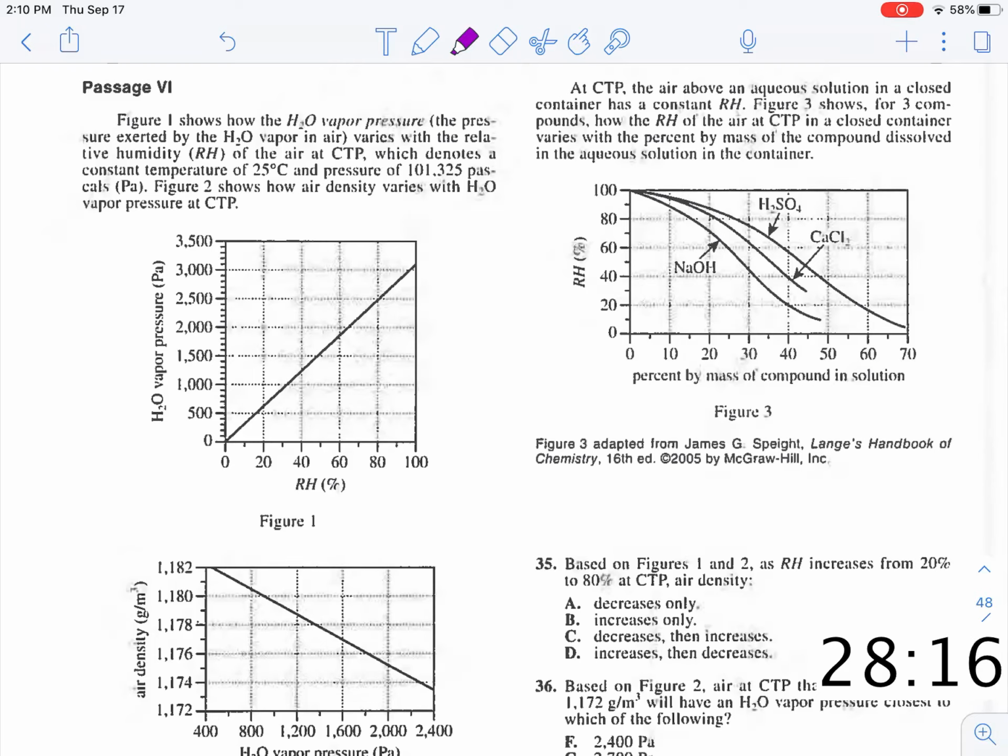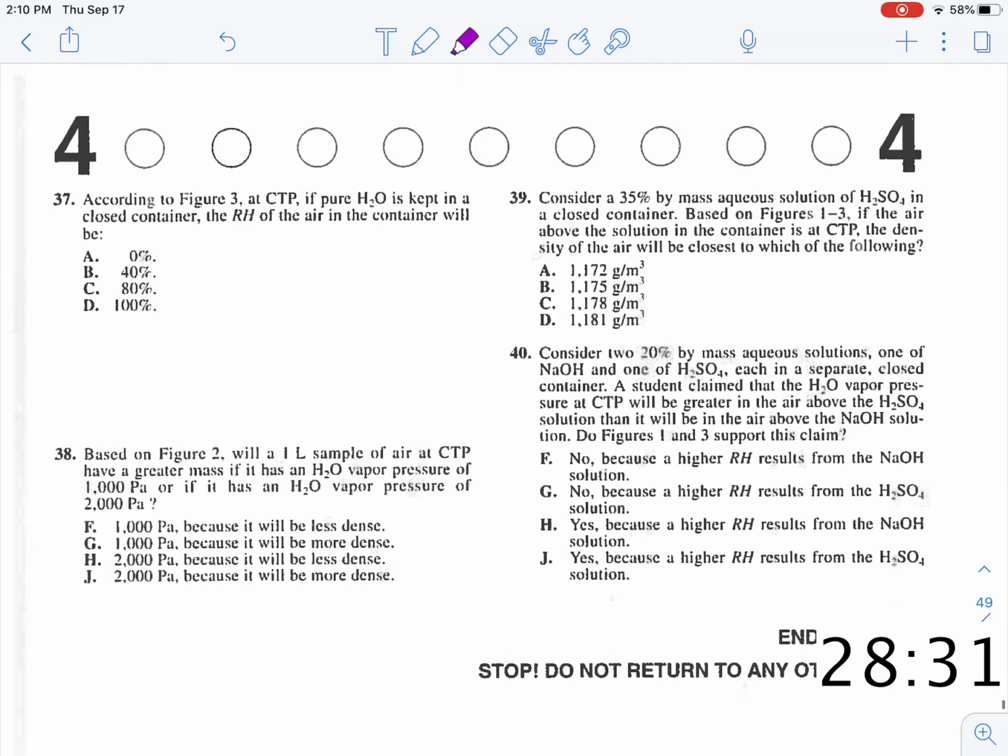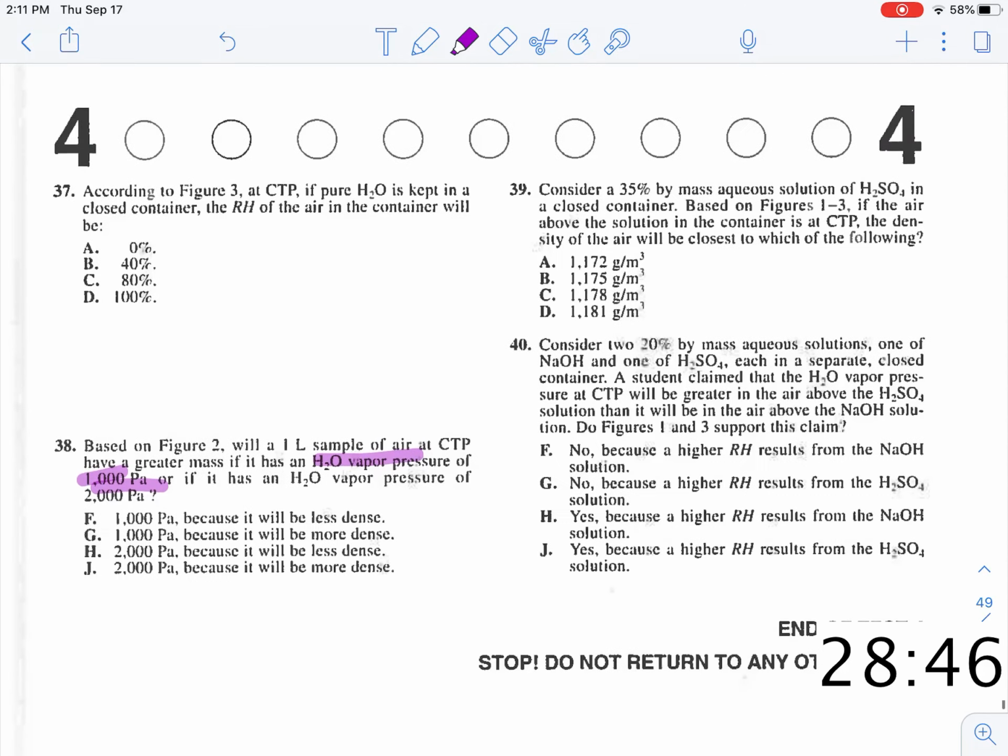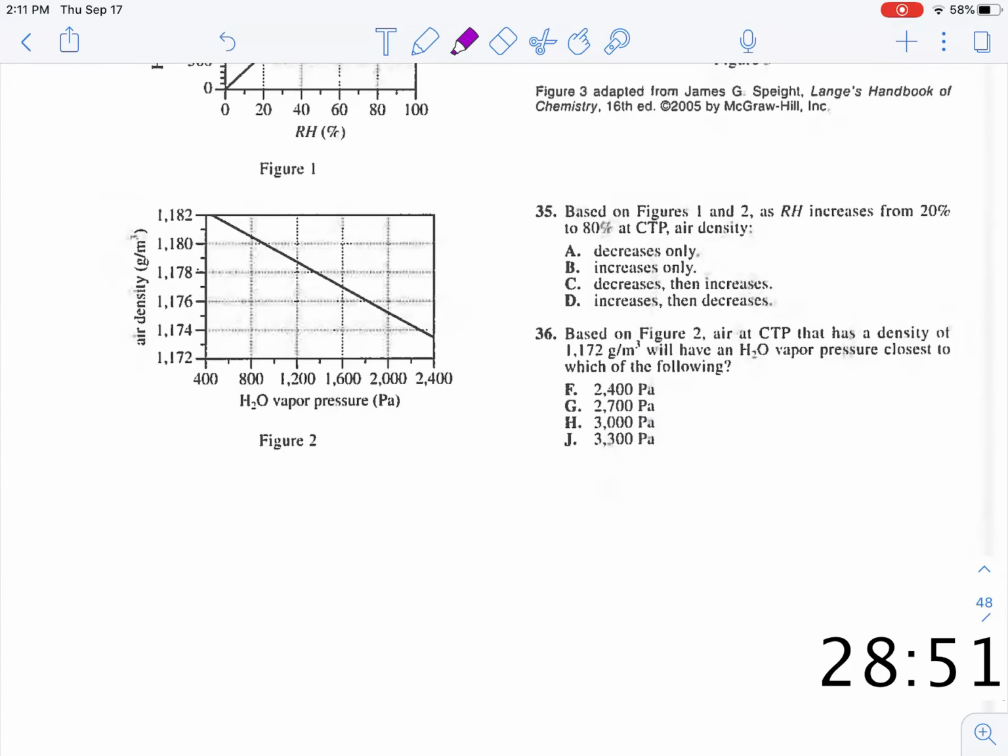Figure 1 is vapor pressure varies with humidity. Figure 2 shows how air density varies with H2O vapor pressure. Great. It's not figure 2. Will a 1 liter sample of air at CTP have a greater mass? Oh, gosh. Oh, 1,000 or 2,000. Okay. Greater mass if it has 1,000 or 2,000 pascals. Greater mass.